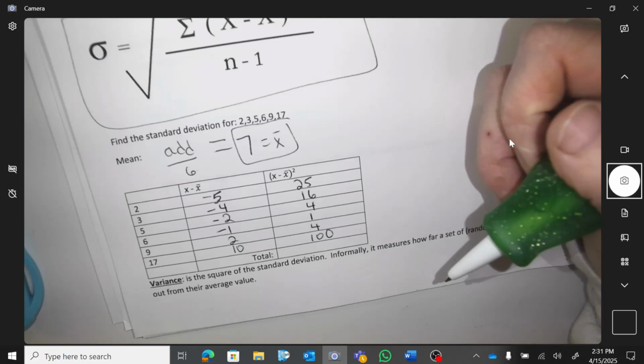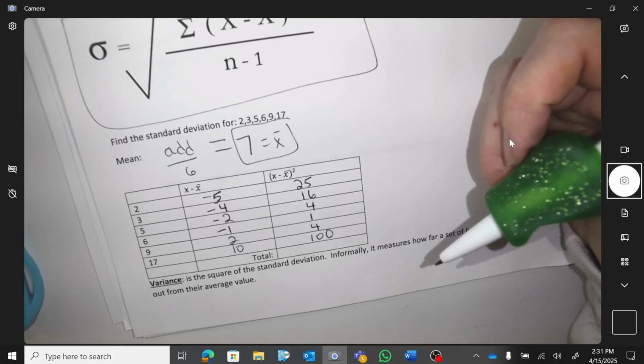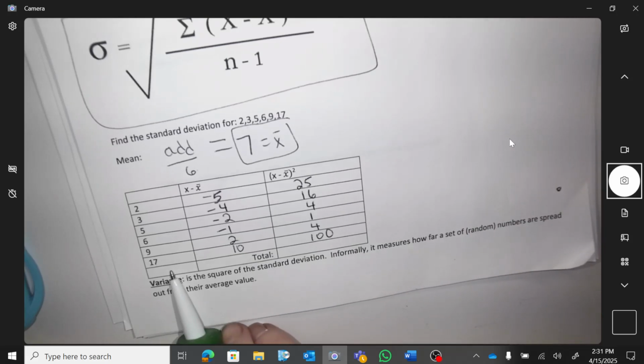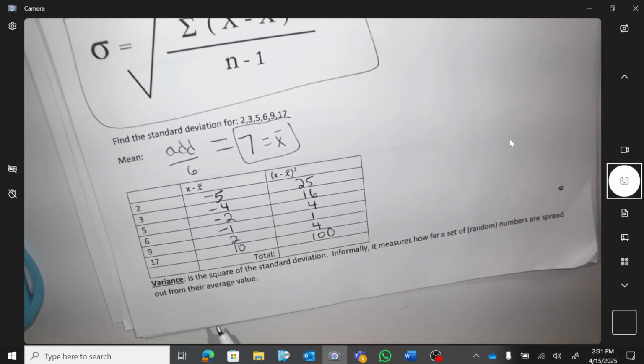Good? Maddie, why are you using your calculator? Which one are you using your calculator on? I was doing... Oh, okay. I'll let you do it for that.